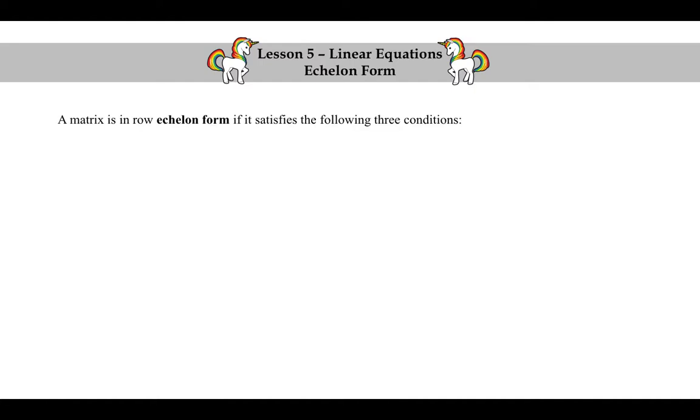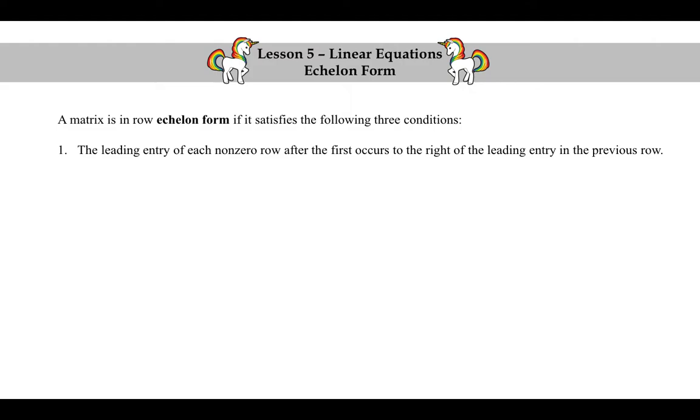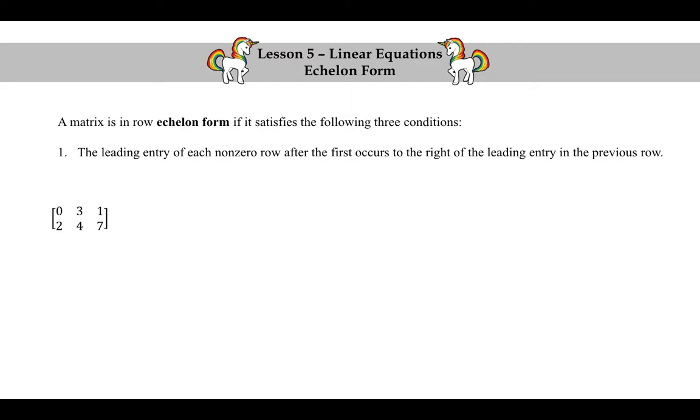Echelon form. A matrix is in row echelon form if it satisfies three conditions. I'm going to go through them one at a time. The first condition is that the leading entry of each non-zero row after the first occurs to the right of the leading entry in the previous row. Let's look at an example of this first condition.